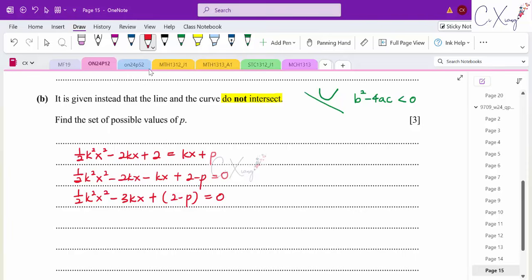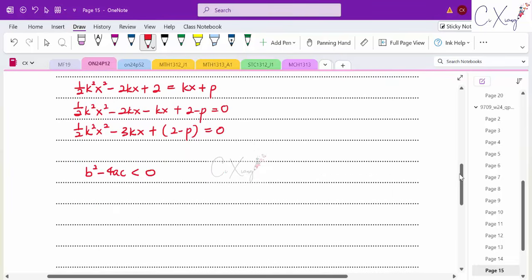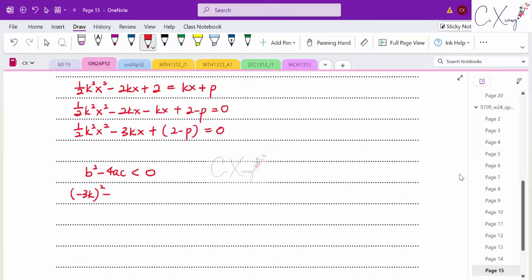Okay, so when I'm having this quadratic equation and I want to solve this question, they say do not intersect. So I have to use the concept of b squared minus 4ac smaller than 0. So now I will substitute in all the relevant terms. What is the b in this case? b means the coefficient of x, which is negative 3k. So negative 3k squared minus 4.